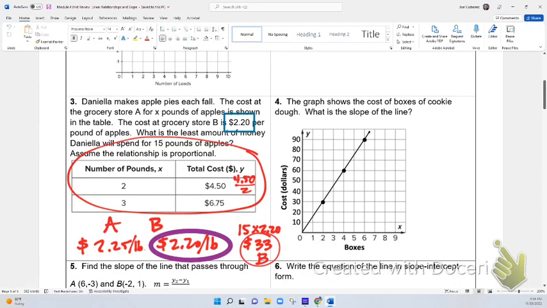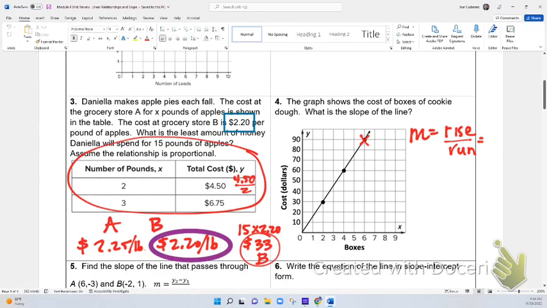For number 4, they are looking at the cost of boxes of cookie dough, and they want to know what is the slope of the line. So remember, to find the slope of the line, we call that m, and we just call that the rise over the run. So you choose any 2 points you want. Some of you are going to say, but there are 3 points. Okay, cool, take one of the points out. It really doesn't matter.